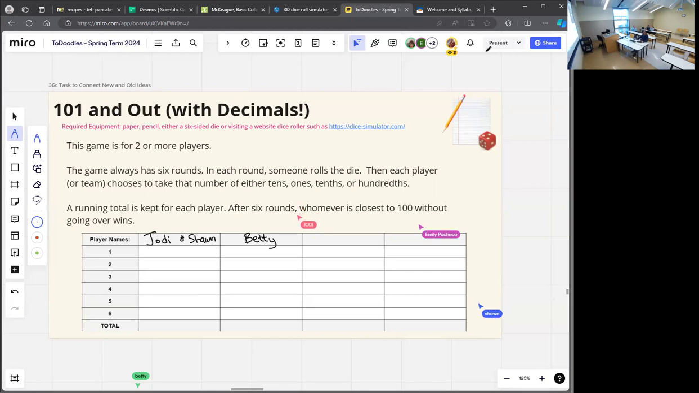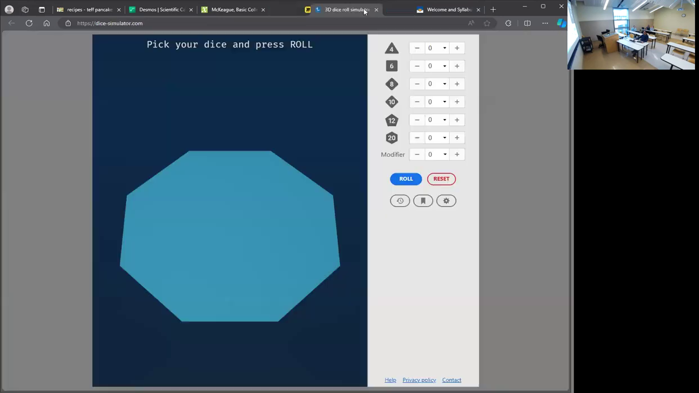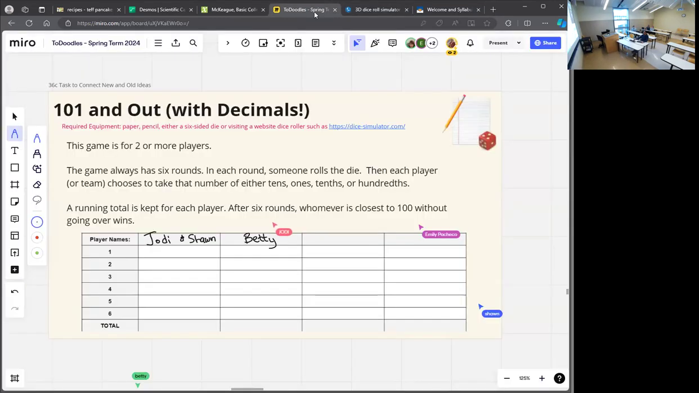Okay, our first die roll is going to be a 6. So do you want 6 tens, so 60? Do you want 6 ones, so 6? 6 tenths, 0.6, or 6 hundredths, 0.06? You want to get close to 100 without going over. We're on a team, so choose which one you want. 6 tens, so you're going to get 60.